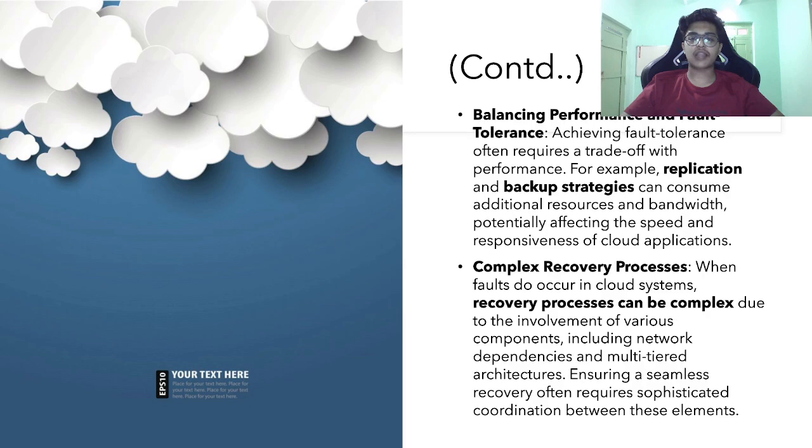Next one is going to be the complex recovery processes. When faults do actually occur in cloud systems, the recovery process can actually be complex due to the involvement of various components, including network dependencies and multi-tiered architectures. Ensuring a seamless recovery often is going to require sophisticated coordination between these elements, respectively.